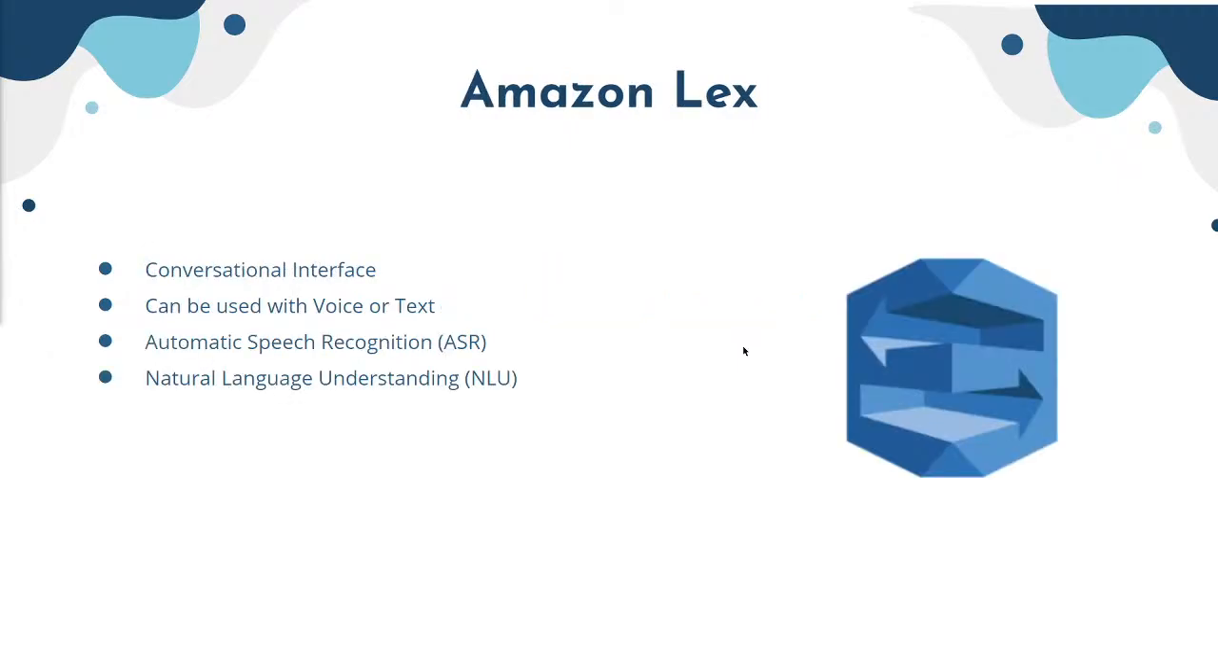Now, a little information about Amazon Lex. Amazon Lex is a service for building conversational interfaces into any application using voice and text. Amazon Lex provides the advanced deep learning functionalities of automatic speech recognition, which is used for converting speech to text. It also provides natural language understanding to recognize the intent of the text, and this enables you to build applications with highly engaging user experiences and almost lifelike conversational interactions.